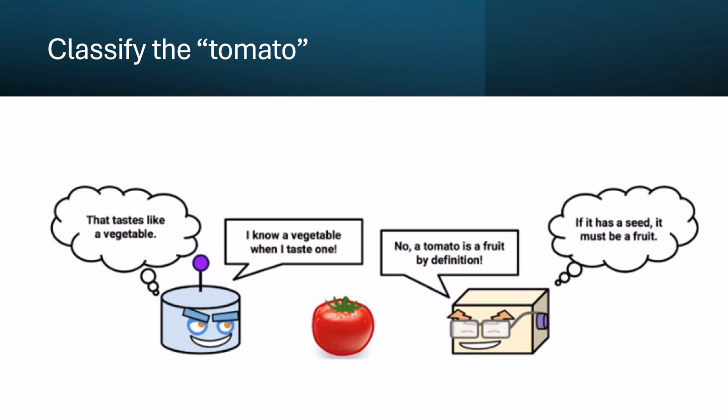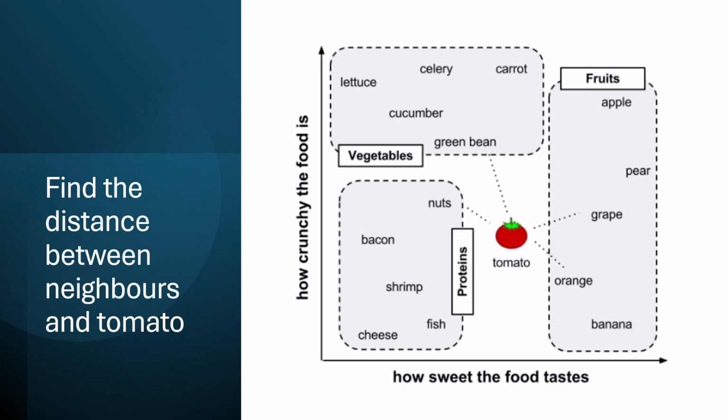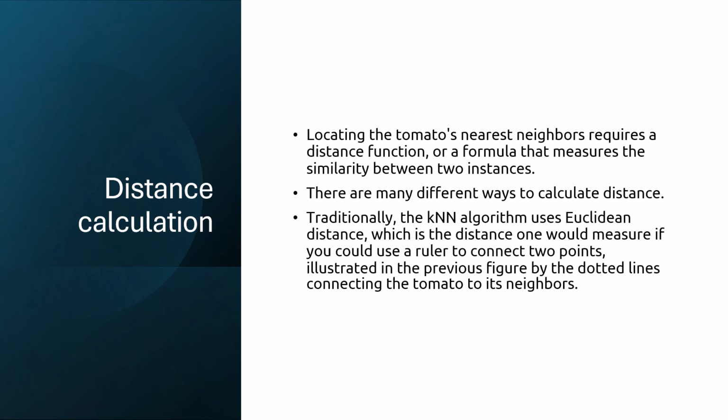Now the given problem is to classify which category the tomato belongs to. We can find the distance between the neighbors and the tomato. Locating the tomato's nearest neighbors requires a distance function, or a formula that measures the similarity between two instances. There are many different ways to calculate the distance. Traditionally, the KNN algorithm uses Euclidean distance, which is the distance one would measure if you could use a ruler to connect two data points. It is shown in the previous figure by the dotted lines connecting the tomato to its neighbors.